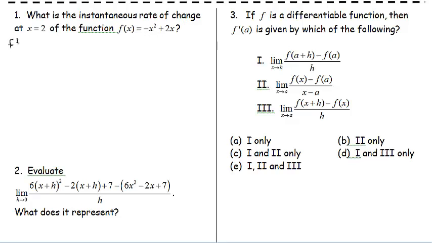Well, that's just using other words to ask you to find the derivative evaluated at x equals 2. So let's find f prime and plug in 2. This would be negative 2, since this is negative 4 plus 2. So the function is decreasing at x equals 2 because f prime of 2 is negative. All right, let's look at example 2.